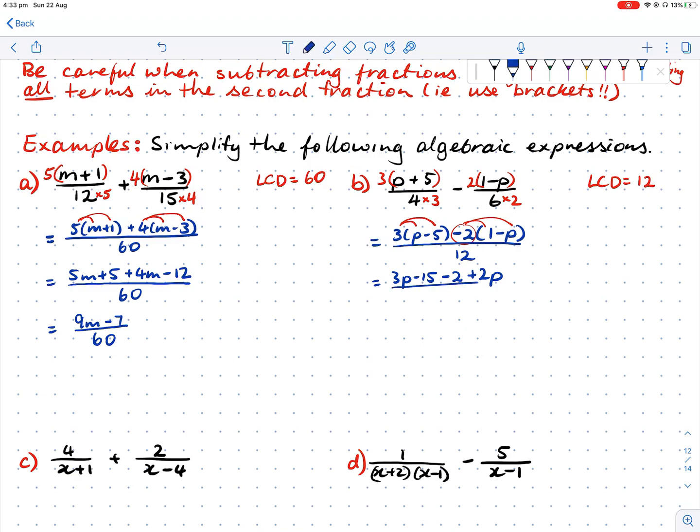So we've got this all over 12. Then we're going to collect like terms. We've got 3p plus 2p, which is 5p. Negative 15 minus 2 is minus 17, all over 12.